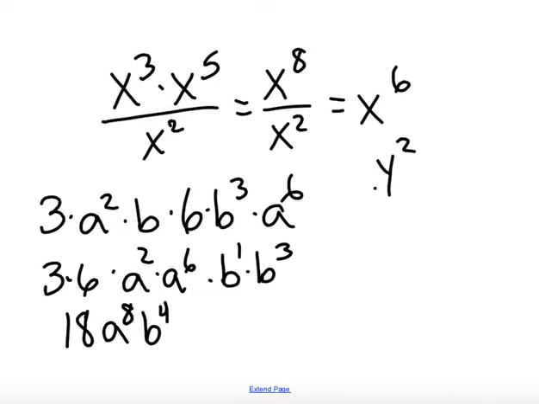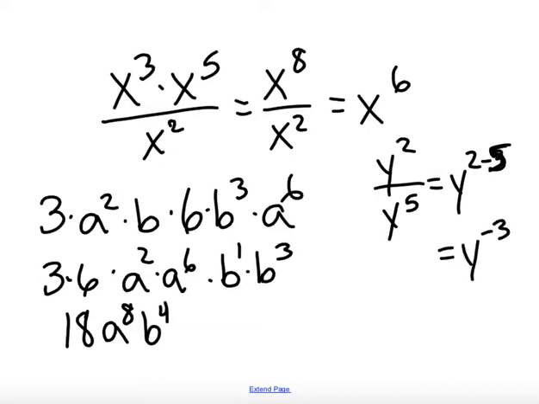Or maybe you try this one. Y squared divided by y to the 5th. Well, remember when we're dividing we subtract, so we could say y to the 2 minus 3. Or sorry, 2 minus 5. And when we do that, we get y to the negative 3rd. Soon, we will figure out a way to get rid of those negative exponents because in math, we don't really like to work with the negative exponents. So soon, we will figure out a way to get rid of those as well.